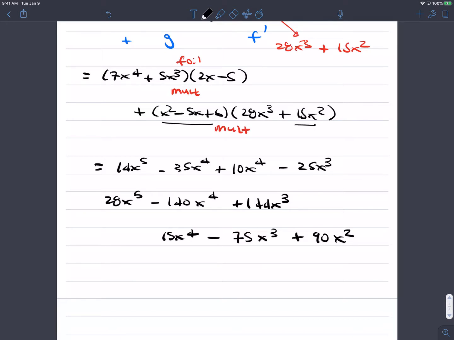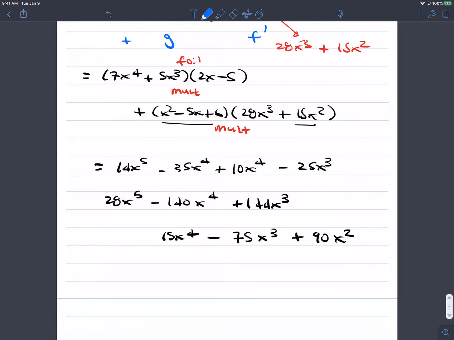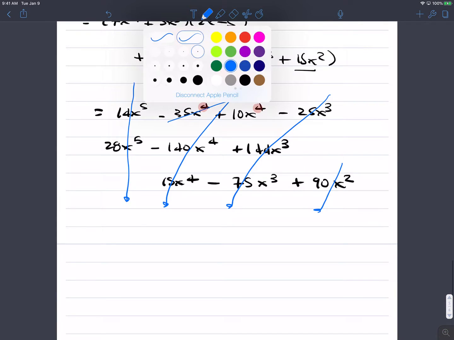I want to say something here, though, that I'm going to combine these terms here. Negative 35x to the fourth plus 10x to the fourth, right? We have these powers here to the fourth. So this will give us negative 25x to the fourth here. So that now, when we do our arithmetic, we start adding these terms. Hopefully we can see what we have here. Okay, so we're going to try to add all these terms together.